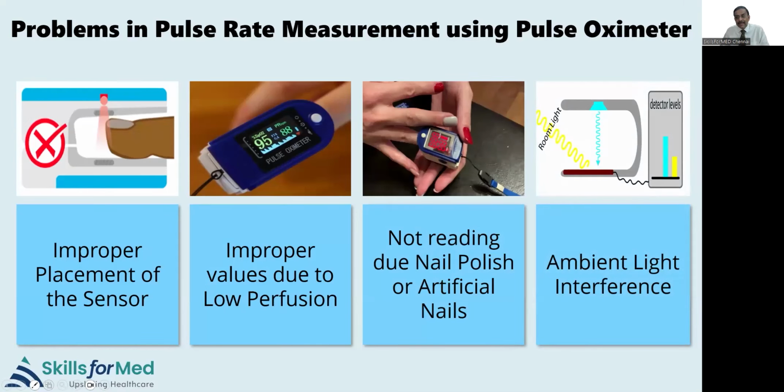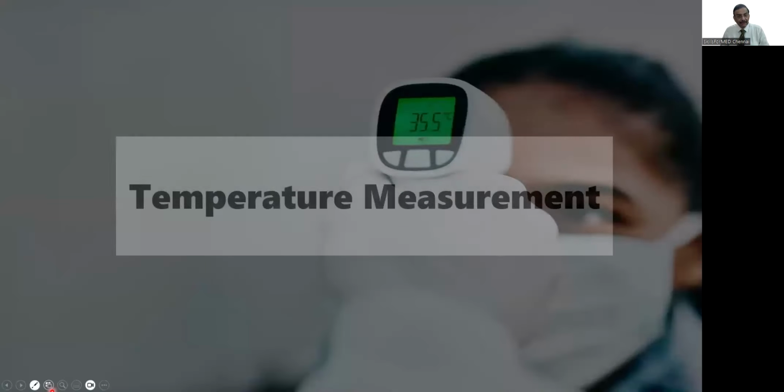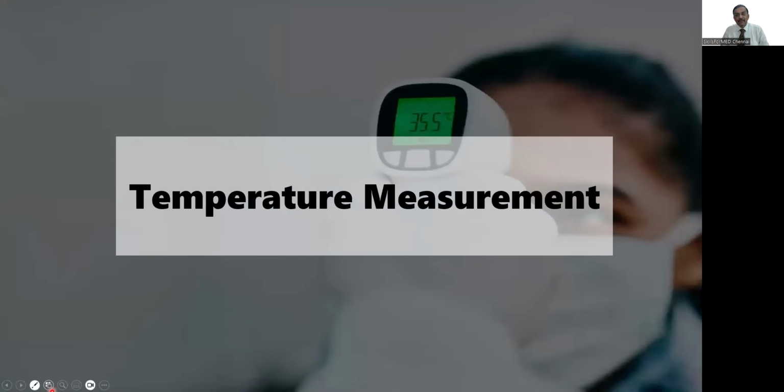And finally, ambient light. If you have too much ambient light on the pulse oximeter, again, it will not read. So you have to make sure you don't have any direct light over the pulse oximeter while you are reading. These are small precautions you have to take while measuring the pulse rate using the pulse oximeter. So that's about pulse. Don't use just the thumb, use 3 fingers. Count for a full minute to detect any arrhythmias.